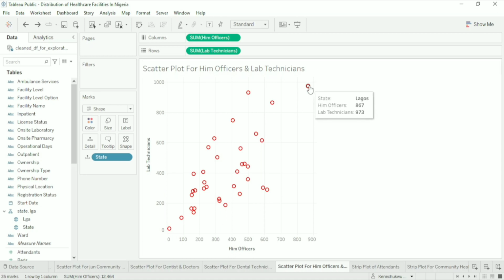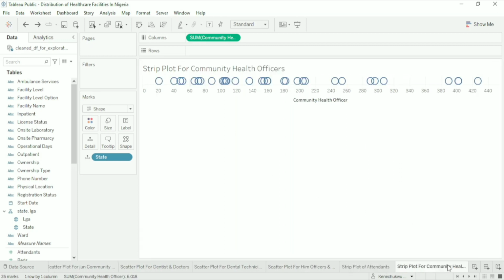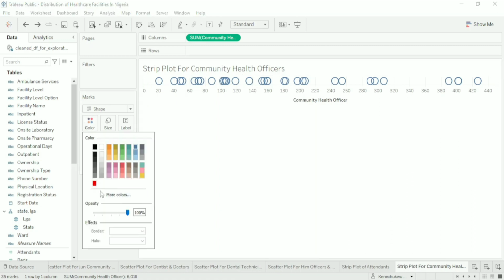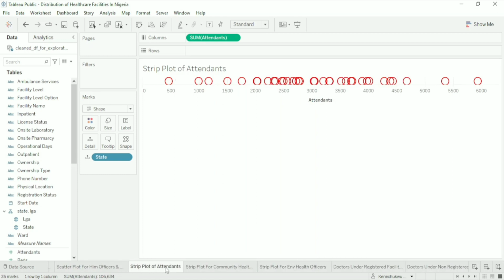This one is Lagos again. Kano and others. This one is strip plots. The reason why I didn't do it for scatter plot is that these attendants, they are not correlated with anyone. Let me change the color to red. This community, both of them are not correlated, and the three of them. So that's why I used the strip plot for them.